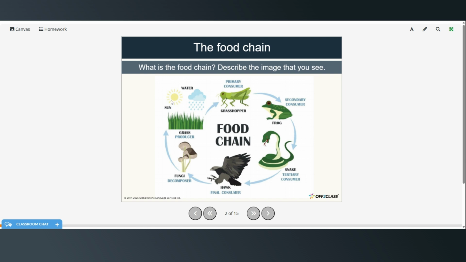So we have the sun and the water cause the grass to grow. The grasshopper is the primary consumer of the grass. The frog then eats the grasshopper. The snake eats the frog. The hawk eats the snake. And then waste from the hawk becomes fungi, which is a decomposer, which then circles back to produce more grass to start the chain over again.